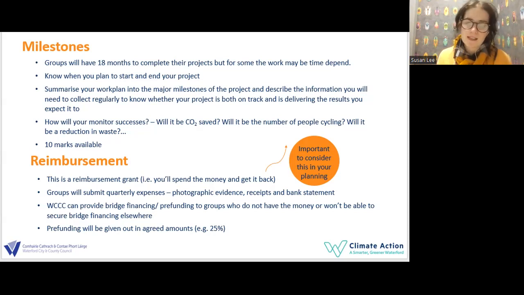For anyone who is successful in receiving the funding, I'm going to be sitting down with them. We're going to go through the milestones together. We're going to go through the pre-funding if they're going to be there, or when you're going to get your reimbursement.